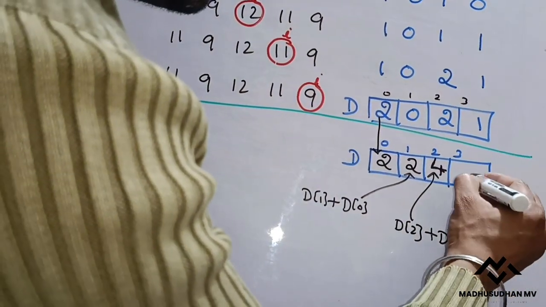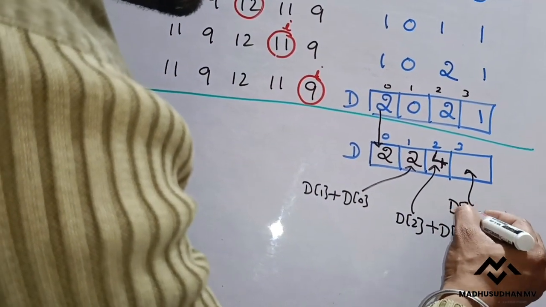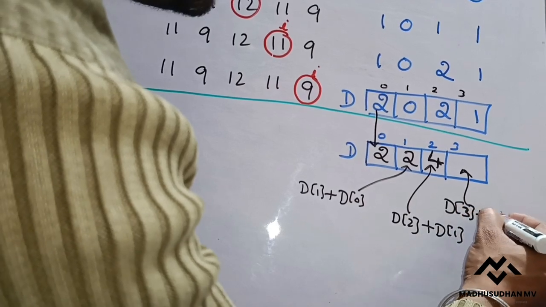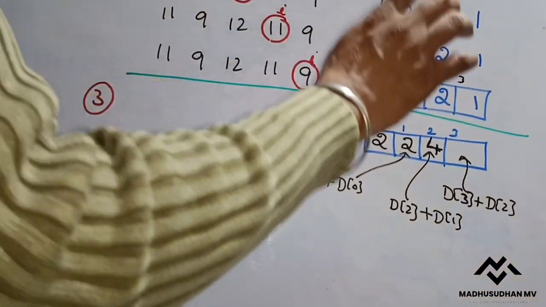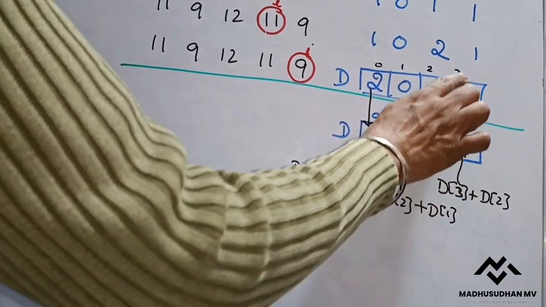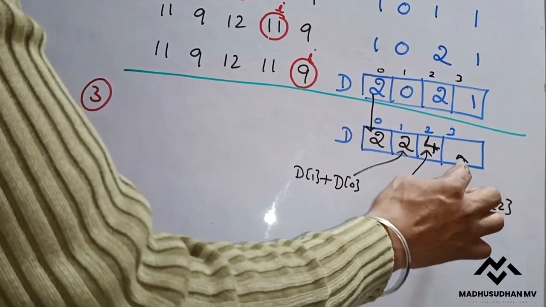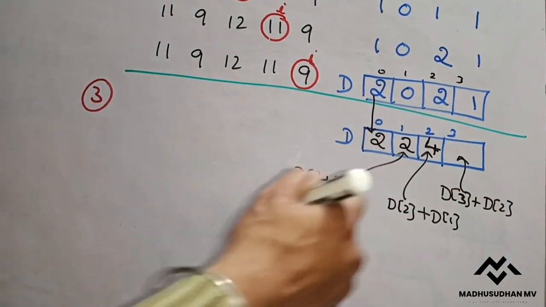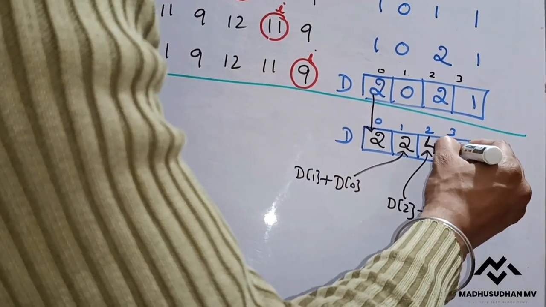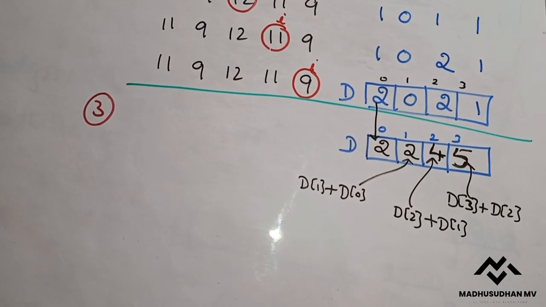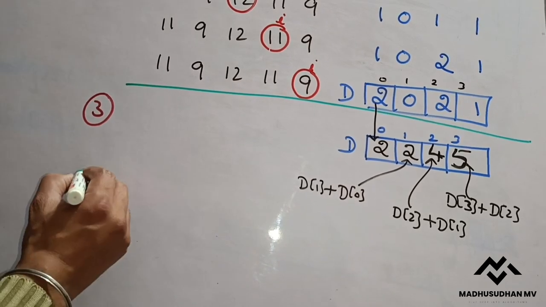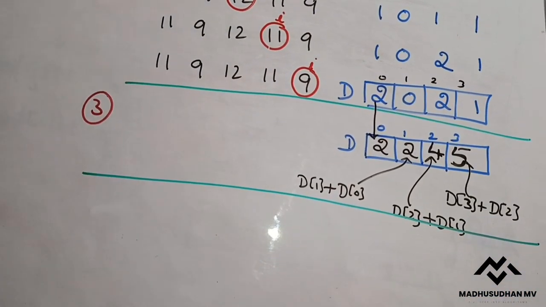So now this element is nothing but D of 3 plus its previous, D of 2. Right now D of 3 is 1. Its previous, D of 2, is 4. 4 plus 1, 5. So this is my distribution value. This third element also we found. Okay, third step is also done.